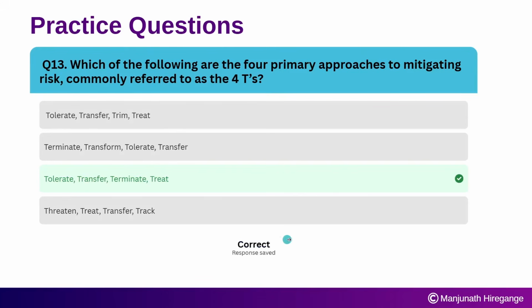So why? Because tolerate means accept the risk if it is within the acceptable limits. Transfer is shifting the risk to a third party. Terminate means you are eliminating the risk by stopping the activity. And treat, implement any security measure to reduce the risk. So here the confusing words are trim. Usually this is not a recognized risk treatment strategy, and transform instead of treat, that also does not apply to any risk mitigation. Threaten and track, yes, these are not risk mitigation strategies. So make sure you memorize these 4 T's.